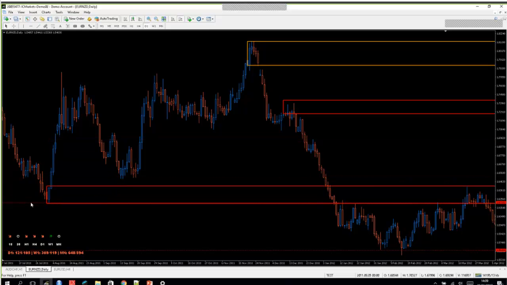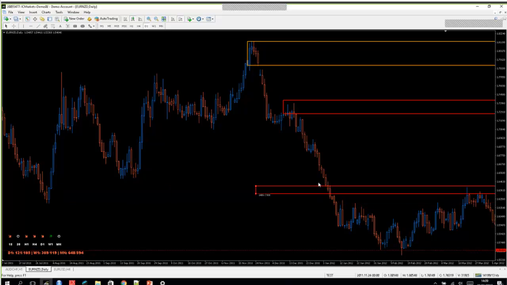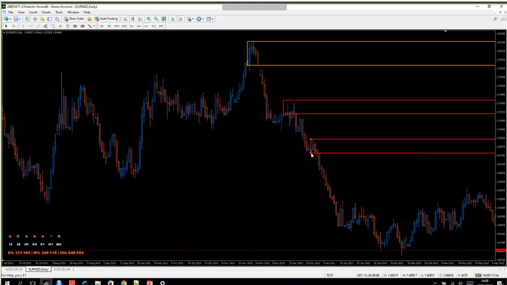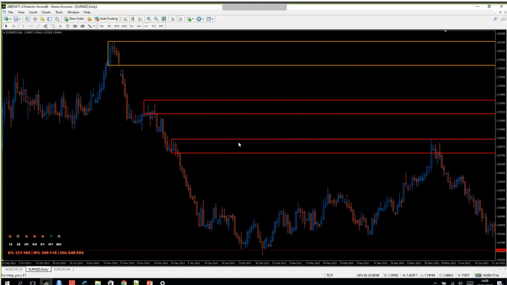Let me remove these. We'd have it like that. But once price moves through it, well, then you move the rectangle to the area that caused price to consume this demand, which is this one here. So this is the one that we expect price to move on at a later time.